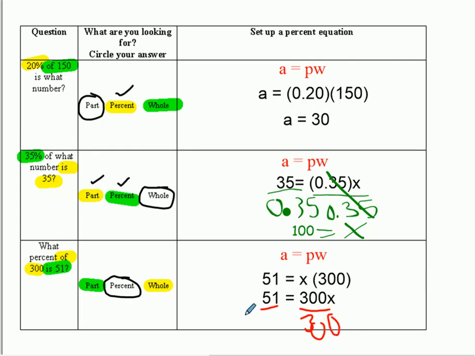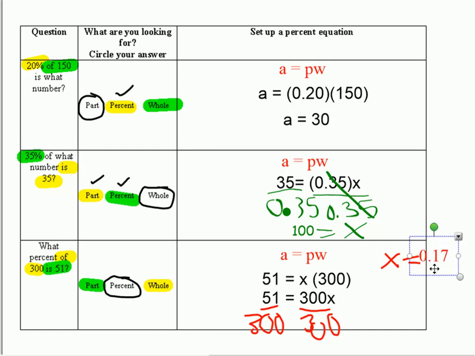Ooh, sorry for my terrible handwriting. And my final answer is going to end up being a decimal. 51 divided by 300. I get this decimal. Ooh, yikes. Let's try that again. Terrible handwriting on this today. I'll do it in type.